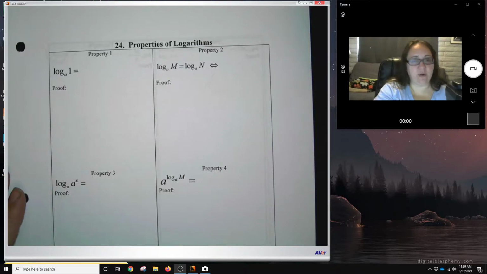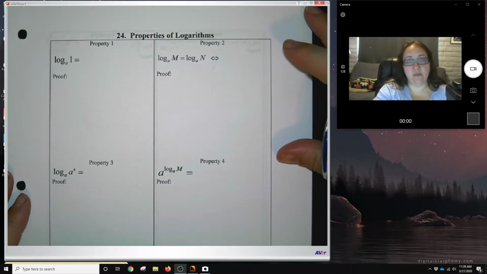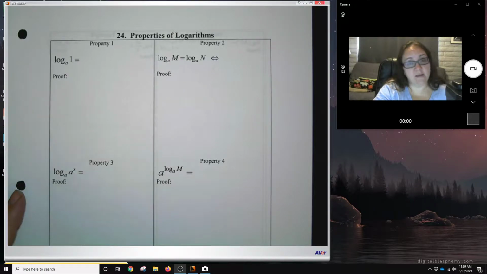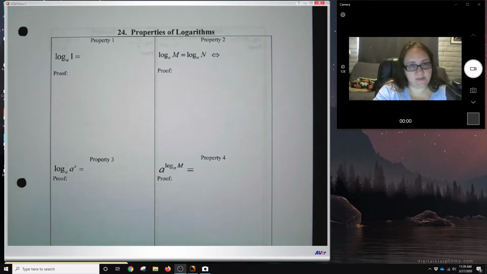Okay, our next set of notes is on logarithm properties. So let's start talking about some of the properties of logs. Now, since logs and exponentials are inverses, a lot of the log properties are very similar to exponential properties. So you're going to see me referencing them.